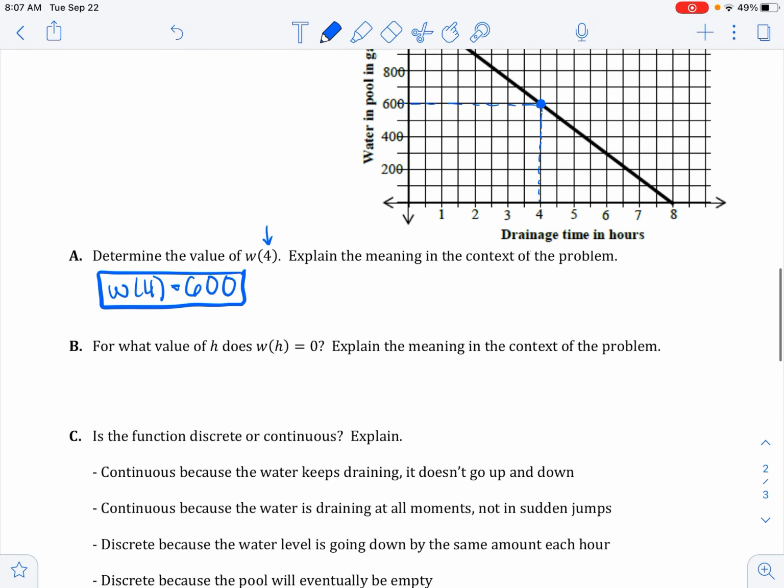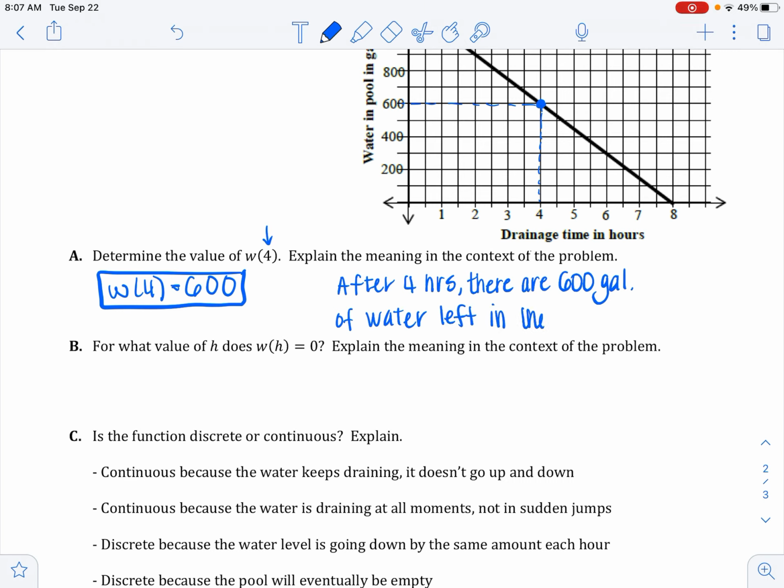Explain the meaning in the context of the problem. Okay, so 4 is the amount of hours that have passed. 600 is the gallons that are left in the pool. So I'm going to say after 4 hours, there are 600 gallons of water left in the pool. Left in, or still in.